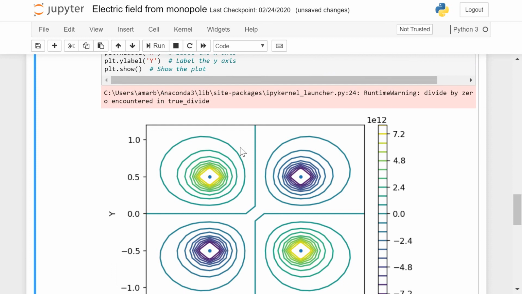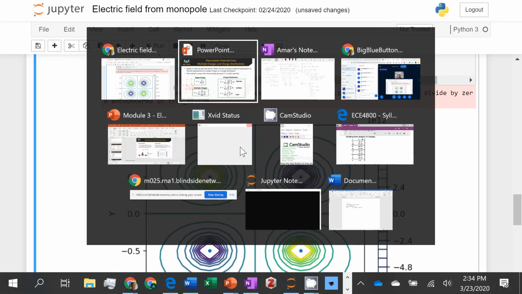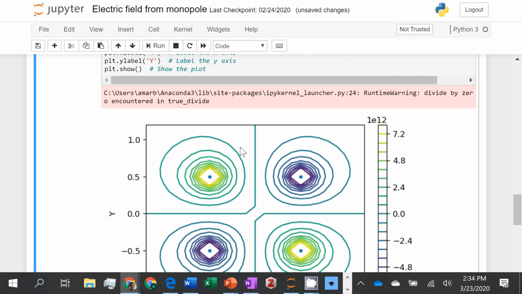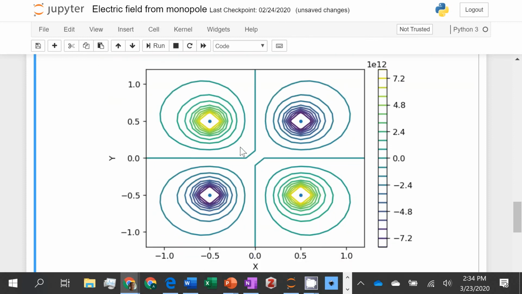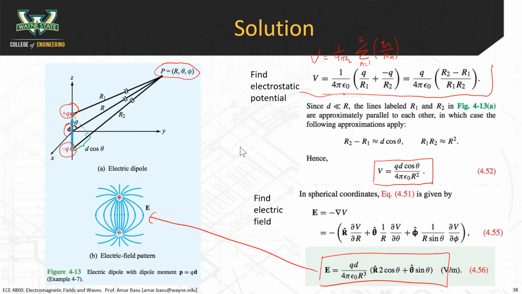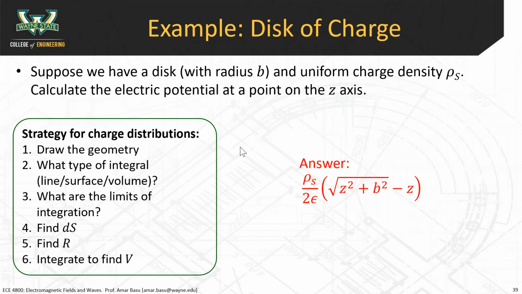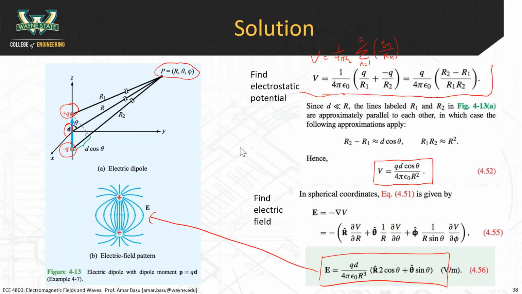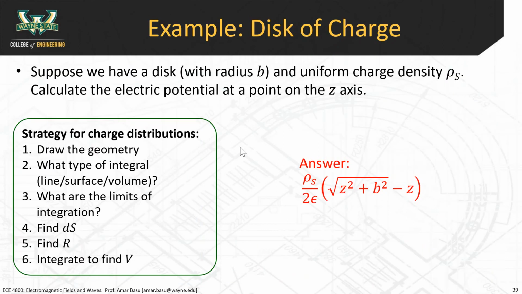Okay, good. So I think we're at 2:30 right now. I really appreciate you all staying extra today so that we can cover material. Next time, we will go over how to calculate electrostatic potentials from charge distributions, a disk of charge, and then a line of charge.